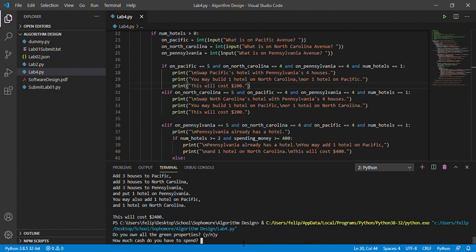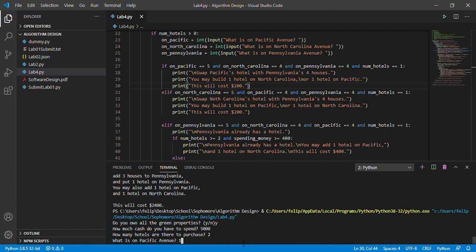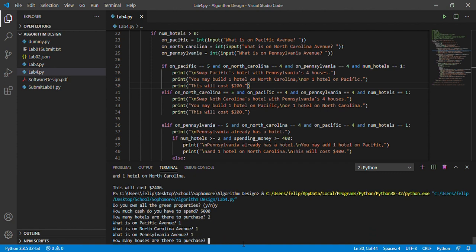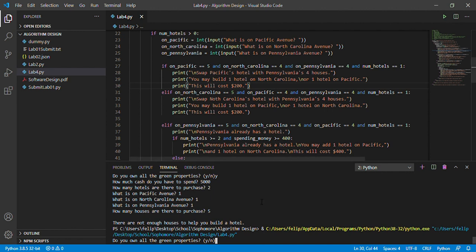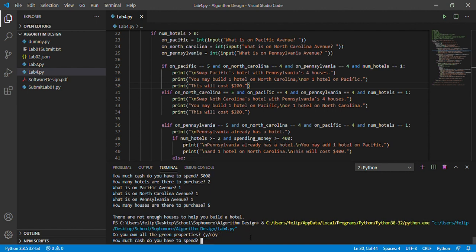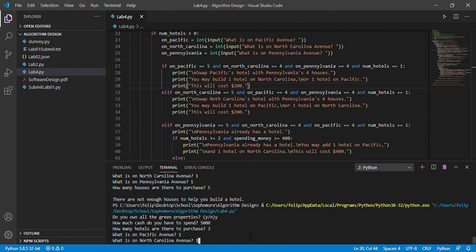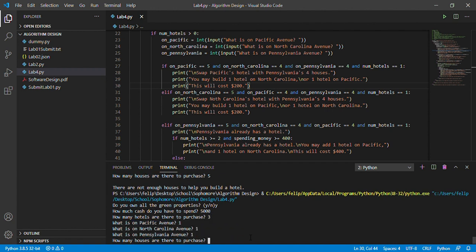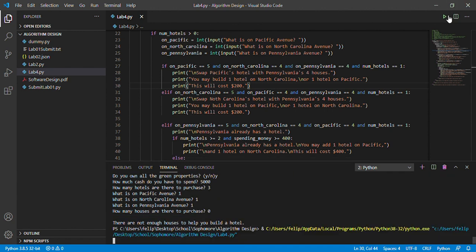The next test case, we have $5,000. There are two hotels. We have one house on each property, but only 5 houses, and there are not enough houses to help us build a hotel. Then the next case, also $5,000. There are three hotels to purchase and we have one house on each property, but there are no houses in the bank. And again, there are not enough houses to help us build a hotel.